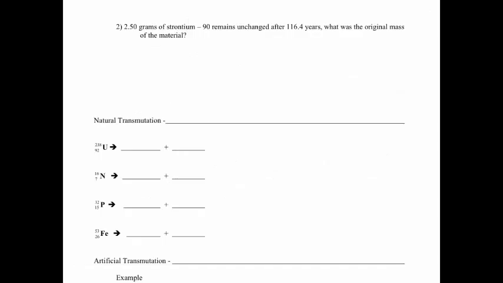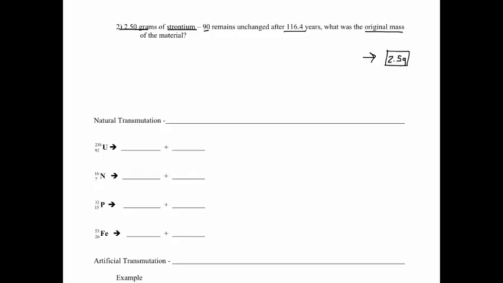So let's try this in a little different way. So we have 2.50 grams of strontium-90, and it remains unchanged after 116.4 years. They want to know what the original mass was. So we have what we got at the end of all the half-life periods to be 2.5 grams. So we're going to have to work backwards to figure this out. There's no one way to do this, but I'm going to show you the way I would do it. I'm going to figure out how many half-lives have elapsed, and that's going to help me work backwards.